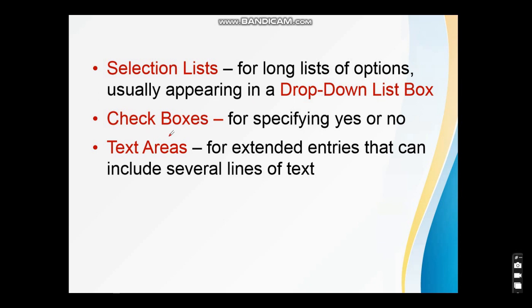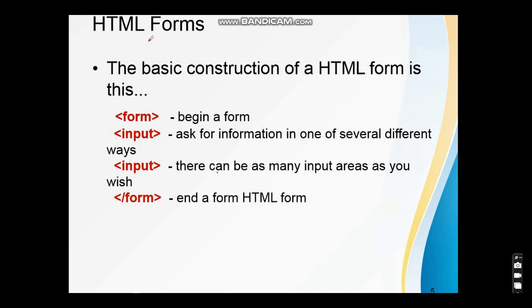Next is nothing but check boxes for specifying yes or no. Text areas for extended entries that can include several lines of text. Okay. These are nothing but the input elements which we are going to take while we are creating the form, right? Next is what? HTML forms basic structure, or the syntax we can say over here.